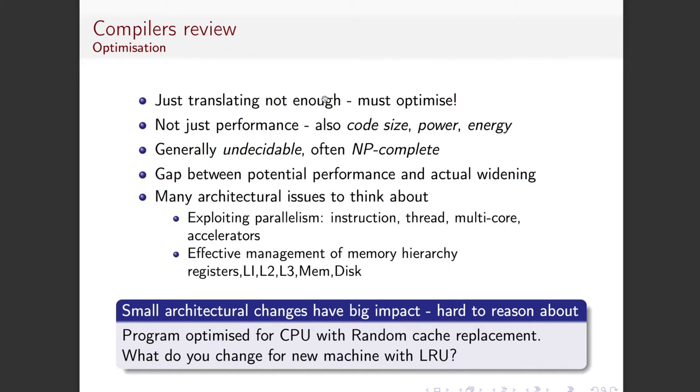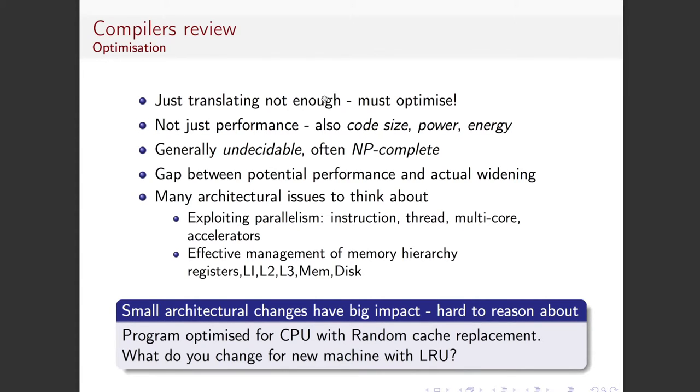All right, and we have lots of different things that make writing a compiler very hard. There are lots of different parameters of your architecture that turn out to be very difficult for a human to keep in their head all at one time. There are all sorts of different instruction parallelisms, thread parallelism, multi-core parallelisms. There are accelerators now, so you've got DSPs, GPUs, and all sorts of things like this. And is it better to run it on the GPU or on the CPU?